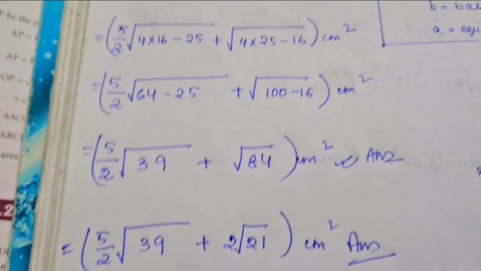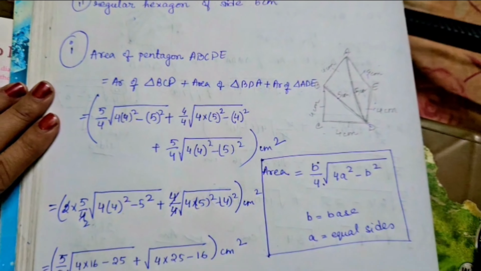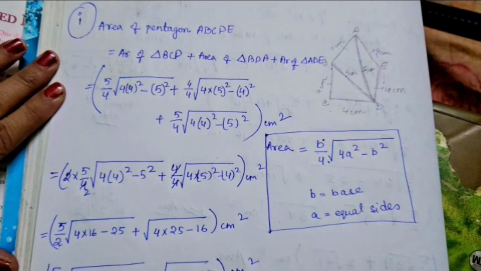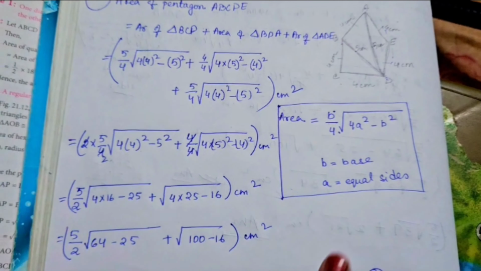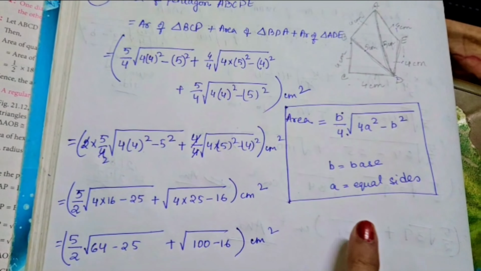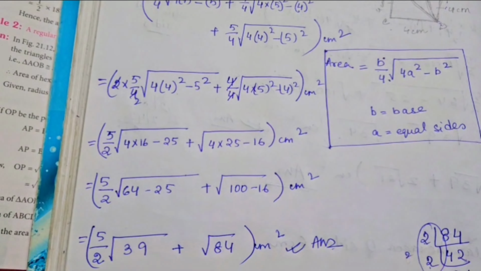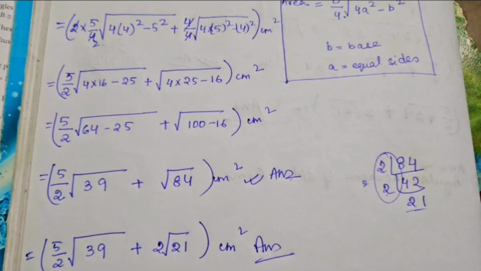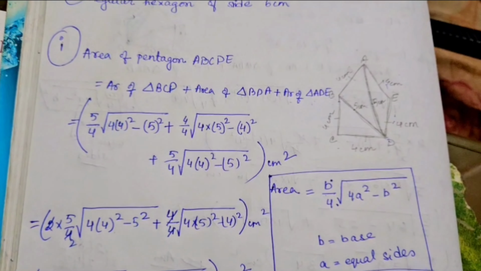Clear? I'll show it again from the beginning. It goes in this way. This is the formula we are using for taking out the area of the isosceles triangle. And then it proceeds in this way. I hope this is clear to you.